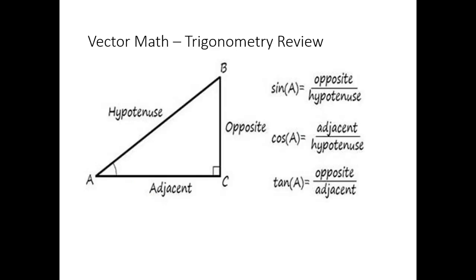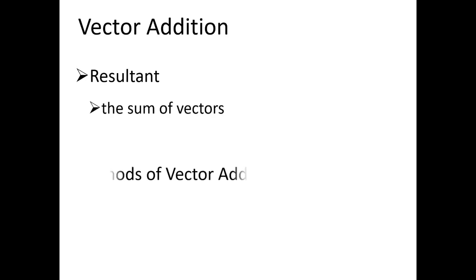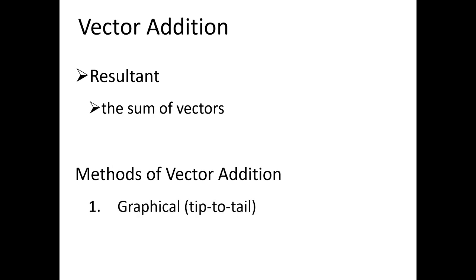Okay, just some vector math, some trig review, just to show you this, which is also on your formula sheet. We're going to use both trig ratios for right triangles and also Pythagorean theorem quite extensively. Okay, when we add vectors, we talk about the resultant as the sum of vectors. We have two methods that we are going to use to add vectors. One is graphically, or the tip to tail method. The other is using components in the x and y direction.